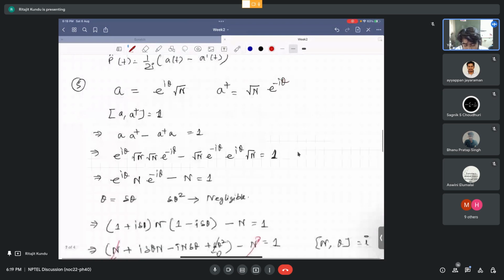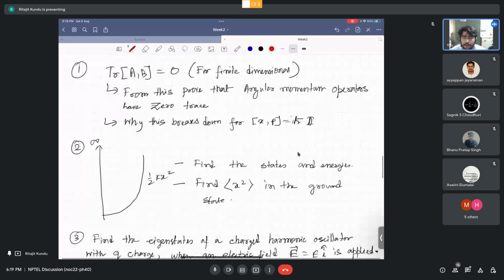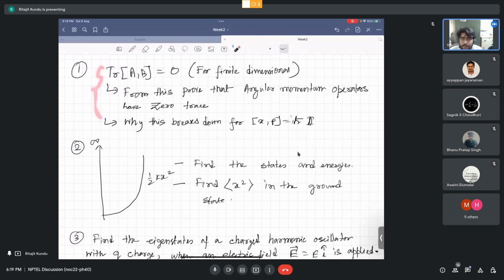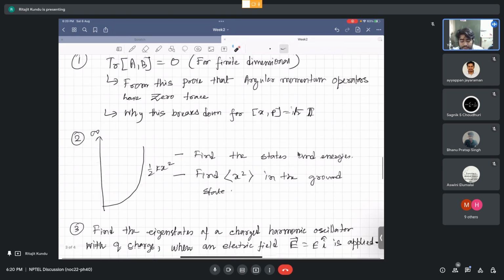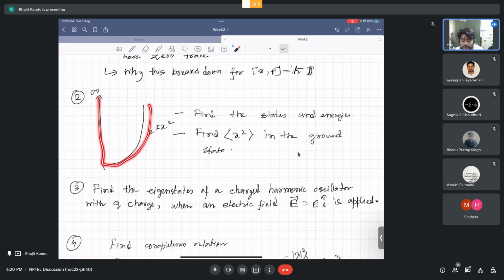Let me tell you what I'll be doing for the rest of the session. We'll have a deep look at the commutators of 2 operators: what happens for finite dimensional and what happens for infinite dimensional operators. You will see that a very bizarre thing happens for infinite dimensional operators. Secondly, we'll look at a potential well which is infinite in one direction and quadratic in the other direction. We'll see what the states are for this kind of harmonic oscillator.